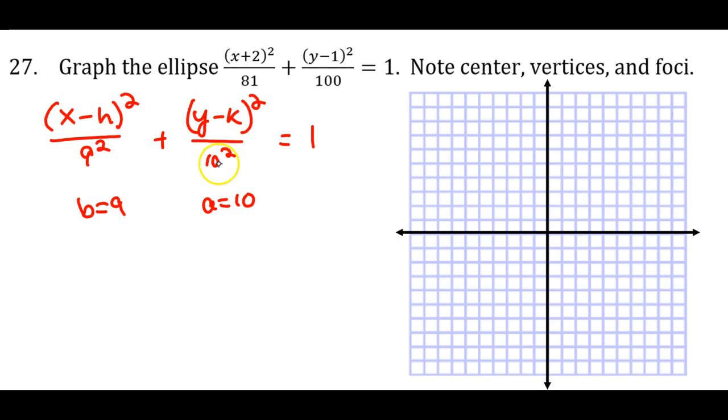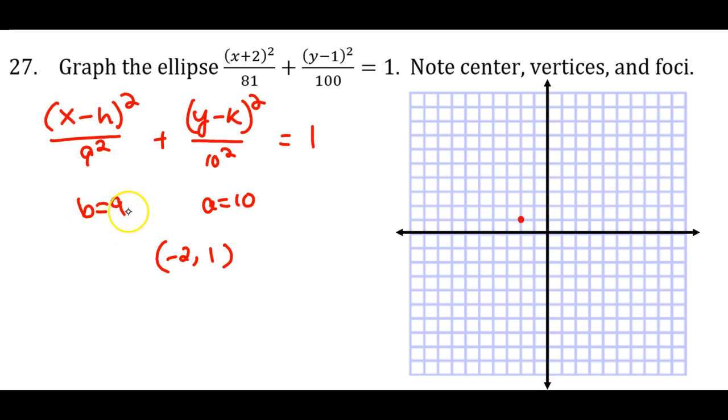Remember, we want the bigger number to be the a when we're talking about ellipses here. So what did I put in for k to get a -1? I must have put in a +1. And what did I put in for h to get a +2? It must have been a -2, because x minus a -2 is going to become x plus 2. And so my center of this ellipse is going to be at -2, 1.